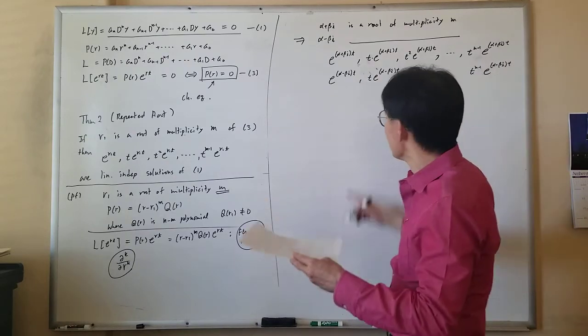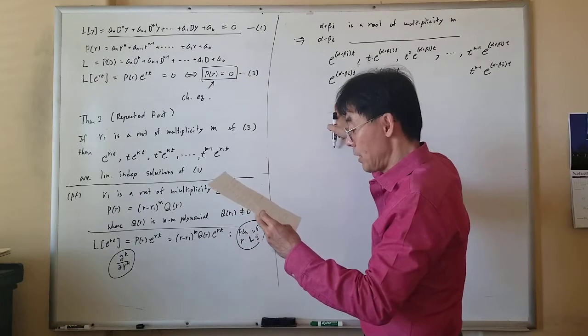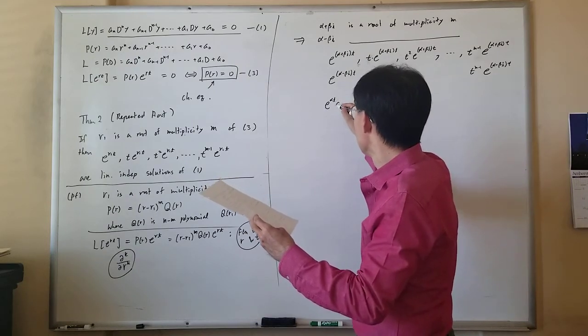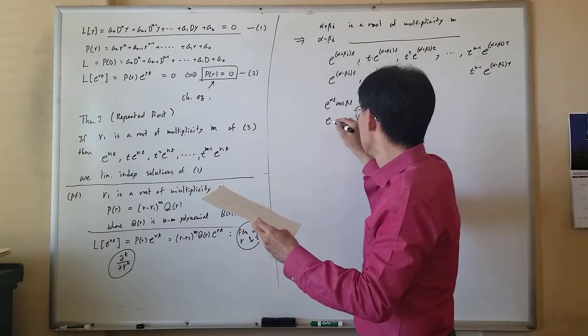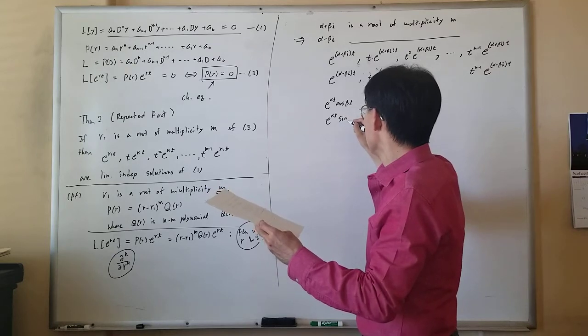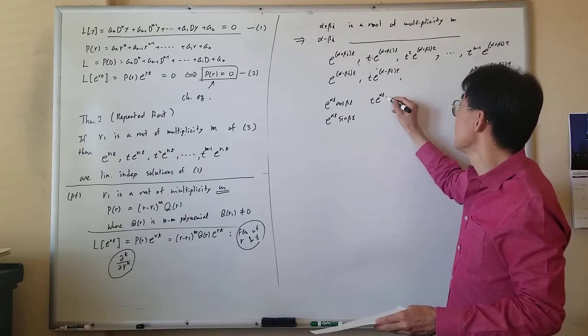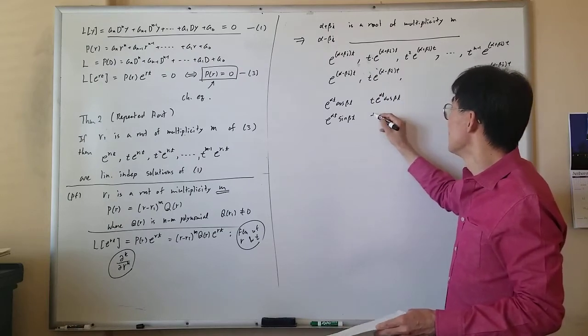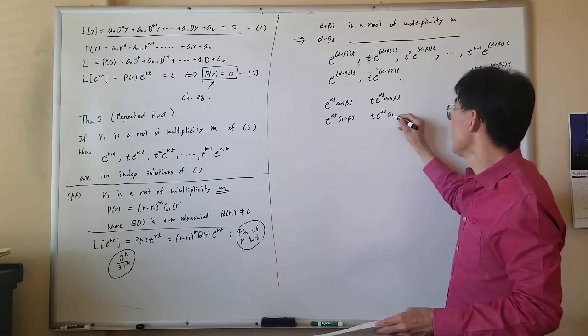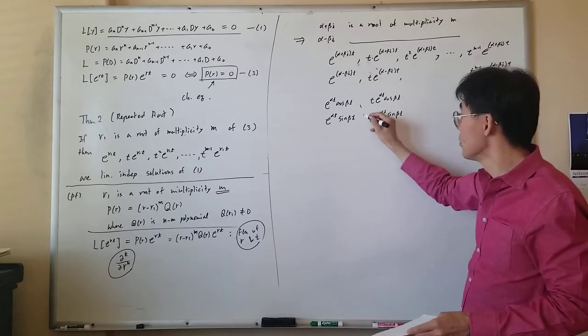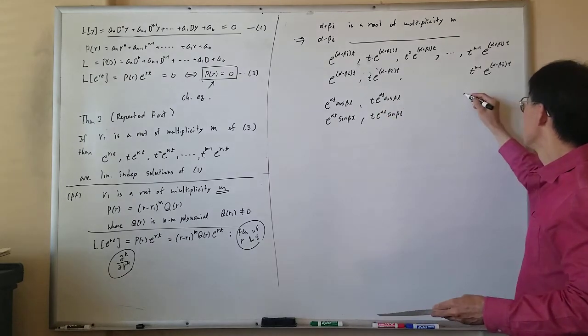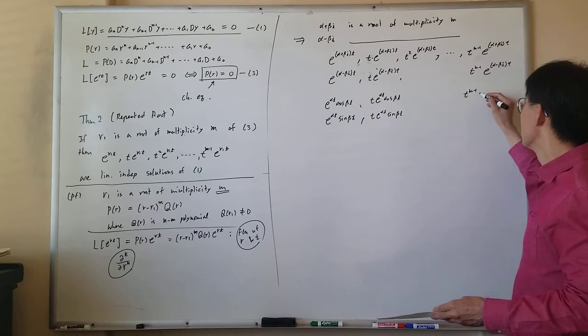Okay. So by combining this, you're going to get e to the alpha t cosine beta t, e to the alpha t sine beta t comes out from here. t times e to the alpha t cosine beta t, t times e to the alpha t sine beta t are solutions, all the way to t to the m minus 1.